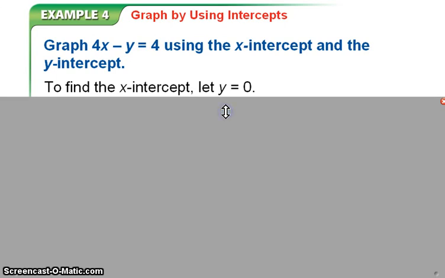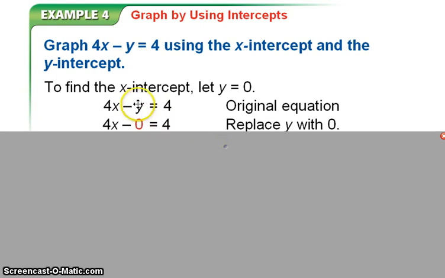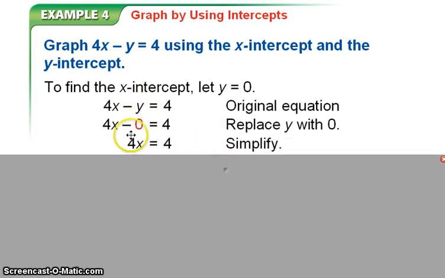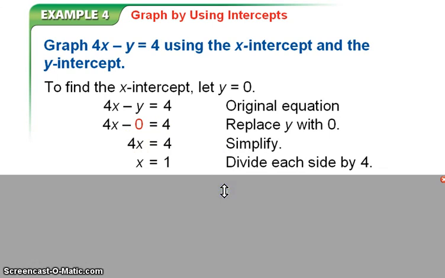So let's find the x-intercept first. To find the x-intercept, we have to make y 0. So we're going to take this y and plug in a 0. We simplify, and we get 4x equals 4. We divide, and we get x equals 1. So your x-intercept, or where it's going to cross the x-axis, is at 1.